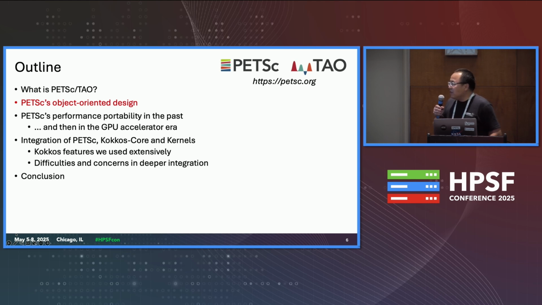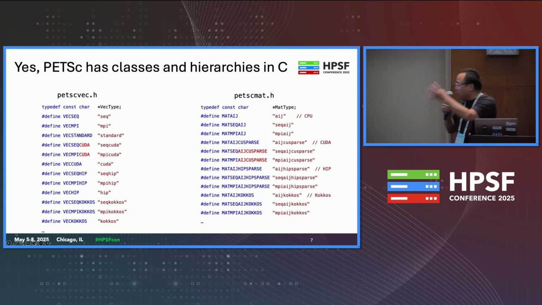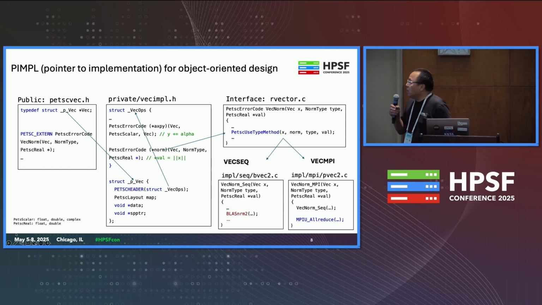PETSc is written in C, but we have an object-oriented design, with classes and hierarchies. You see these various vector classes, for example, VecSeq and VecMPI. For CUDA, we have VecSeqCUDA and VecMPICUDA, and for Kokkos similarly. For PETSc matrices, we have a similar class hierarchy.